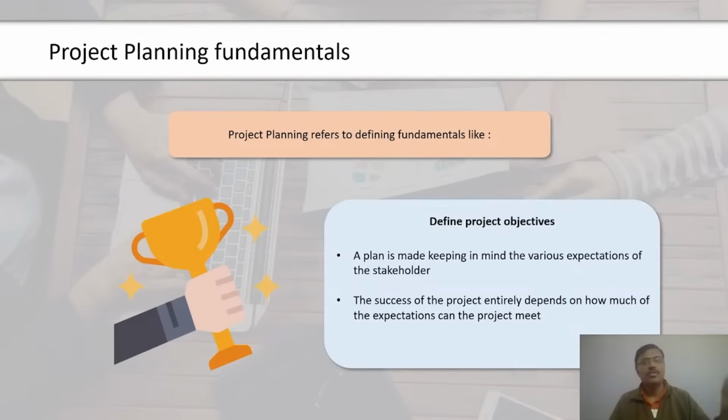The first 6 processes are executed during the planning process group. The ultimate goal of these planning processes is to develop the project schedule. The 7th and the last process is a part of the monitoring and controlling process group. In the next few screens, let us discuss these processes in detail.